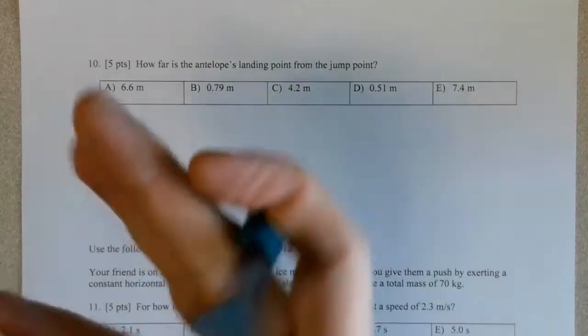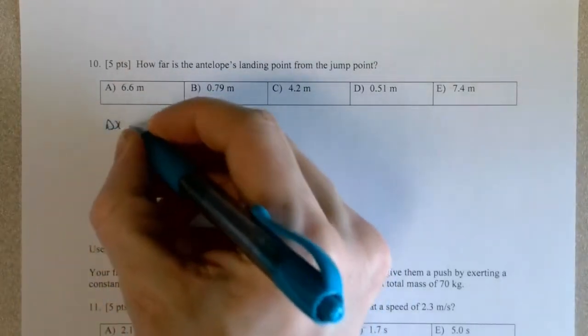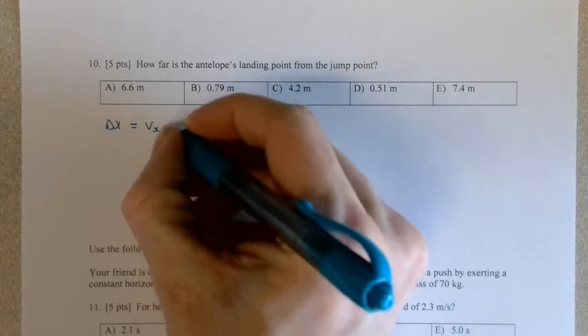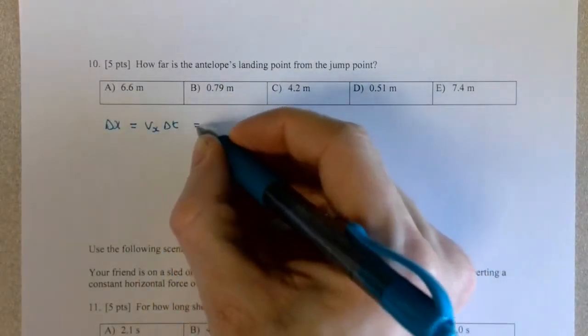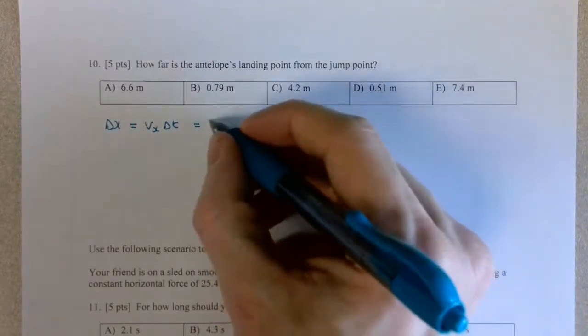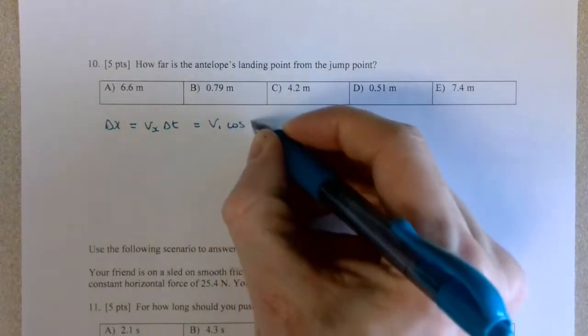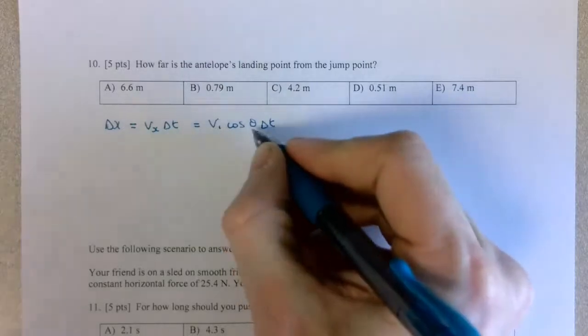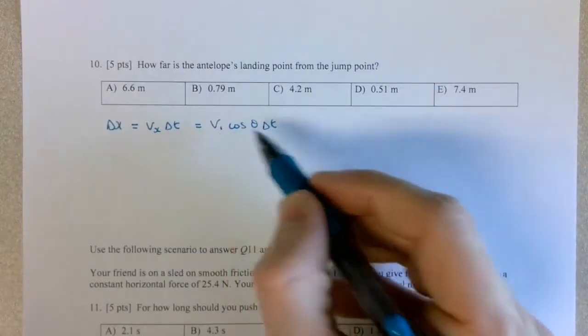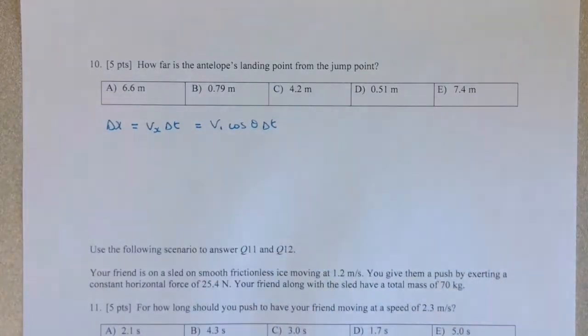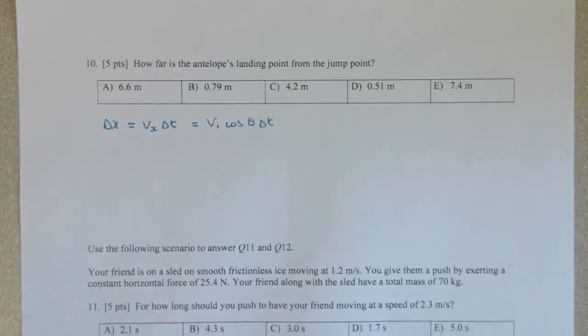So we're trying to determine delta x. Delta x will be equal to Vx delta t. Vx is constant for a projectile, assuming no air resistance, so that's going to be Vi cosine of the angle times delta t. We know the angle is 55 degrees. We know the initial speed is 8.3, so delta t is the unknown that we have to determine. But we can solve that by considering the motion in the y direction.